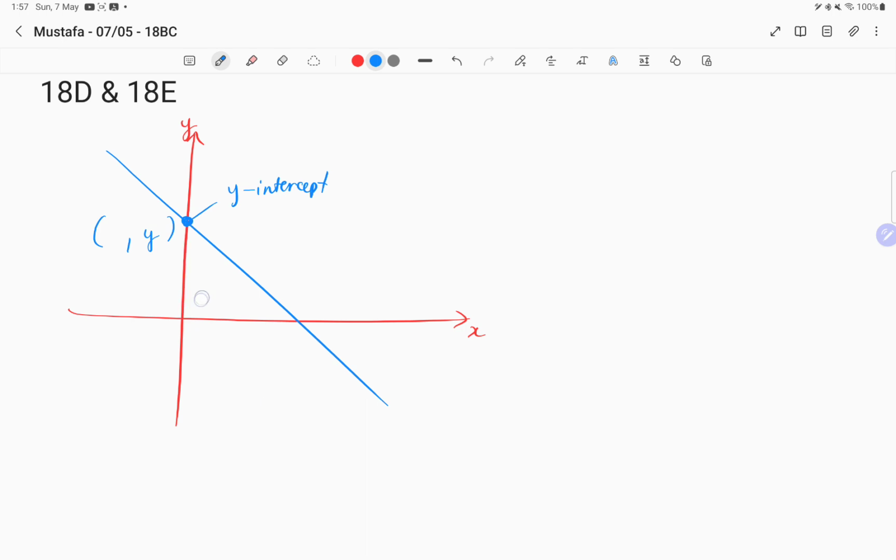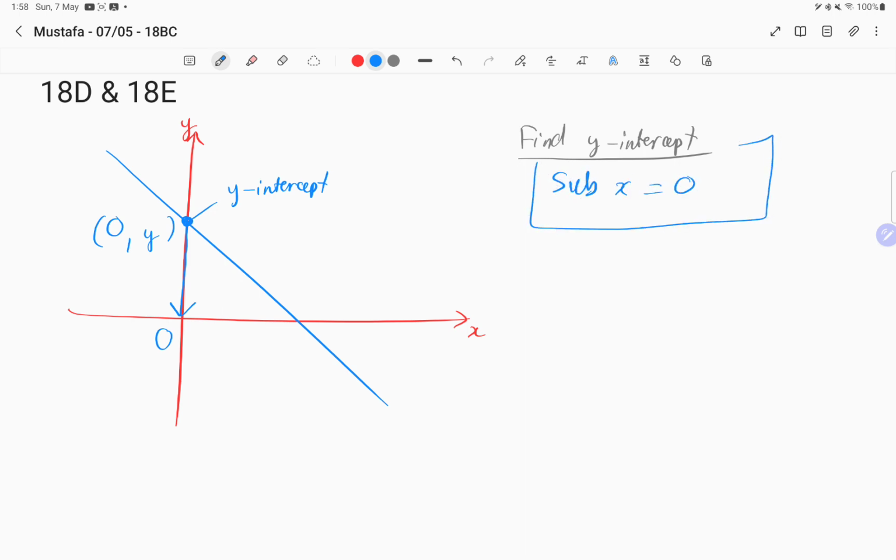When you look down at the x-axis, what's the value? What's the point that the intersection of x and y? Oh, that's 0. So the x coordinate is 0. So for the y-intercept, the x coordinate is also always 0. To find the y-intercept, you essentially just sub x equals 0 and calculate y. Done. That's it.